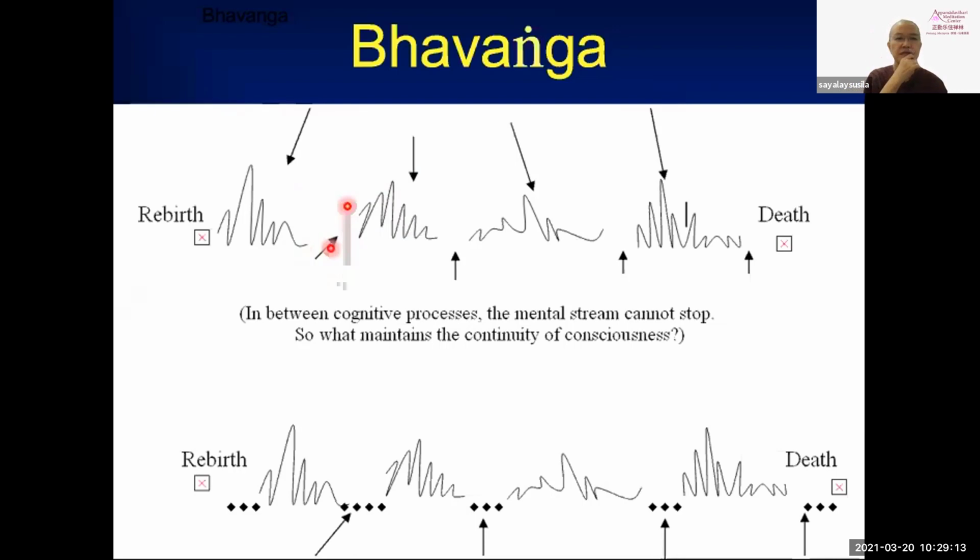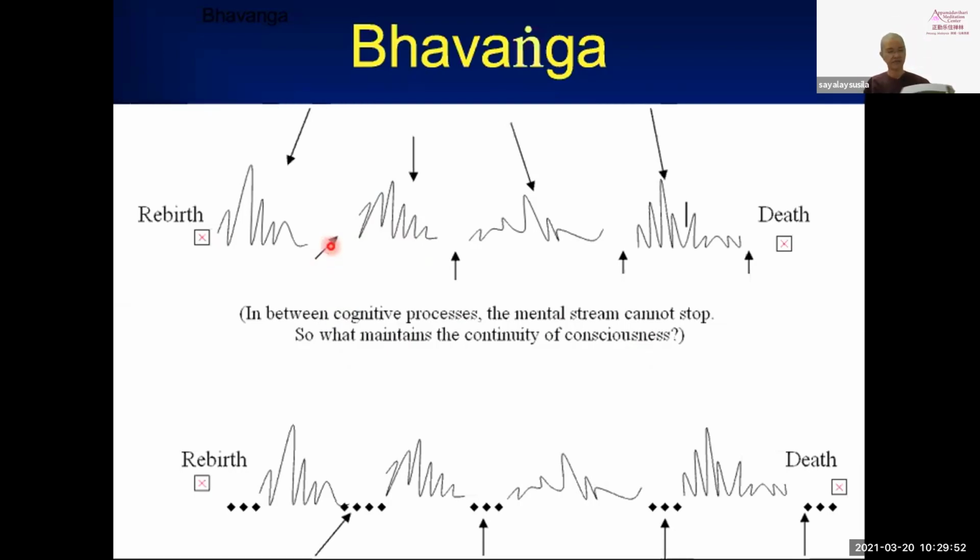In the mental stream, it cannot stop. If you understand Abhidhamma well, consciousness arises one after another. There is no time when there is no consciousness. Therefore, in between two cognitive processes, the mental stream cannot stop. So what maintains the continuity of consciousness in this gap? What maintains the continuity of consciousness? It is bhavanga, factor of existence, bhavanga.